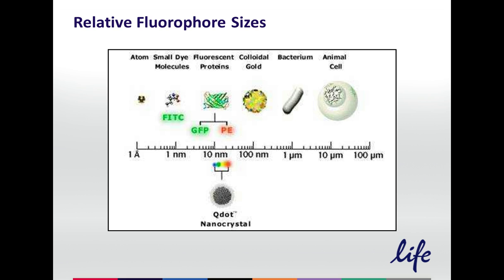Phycofluor and other organic fluorophores are down around 1 nanometer, just a few hundred to a couple thousand Daltons in size. GFP and PE are proteins, so they're larger. And then QDOTs, the more red-shifted they are, the larger they are, but fully functionalized will be 15 to 21 nanometers hydrodynamic diameter. You can see that size in relation to other sorts of cells and colloidal gold.